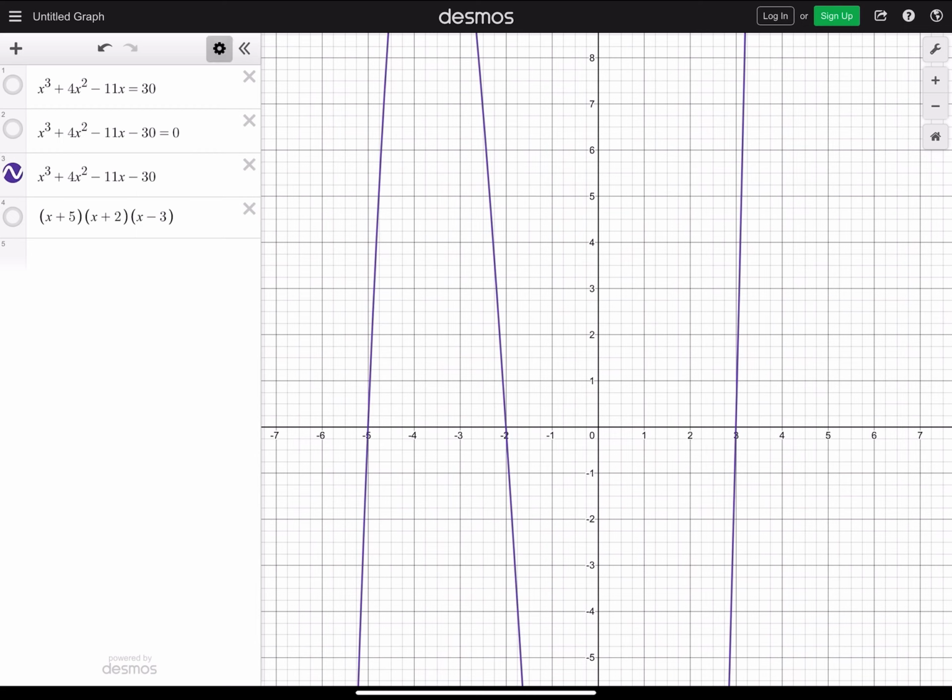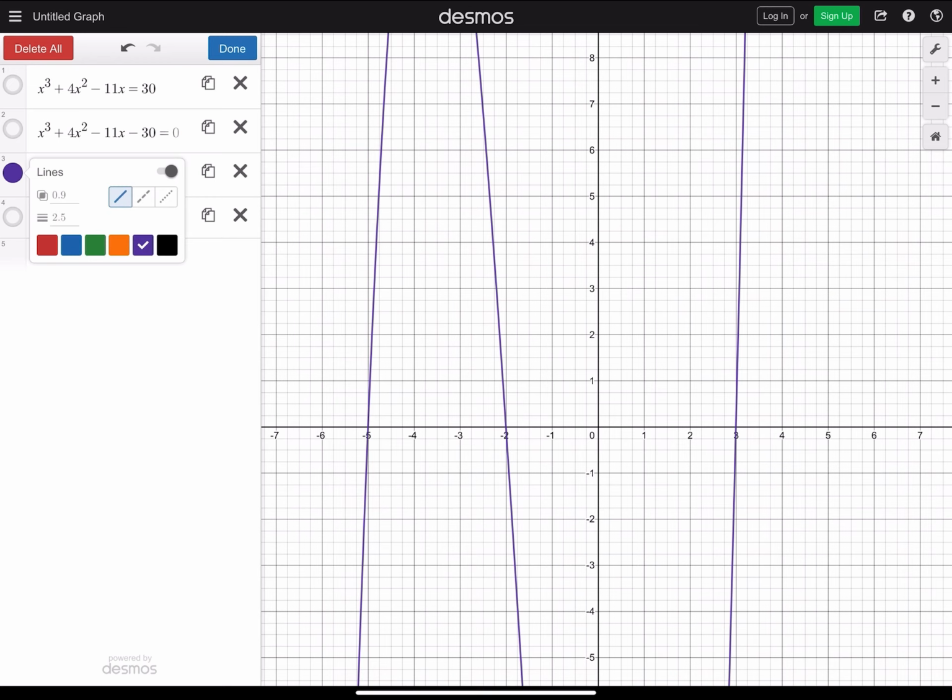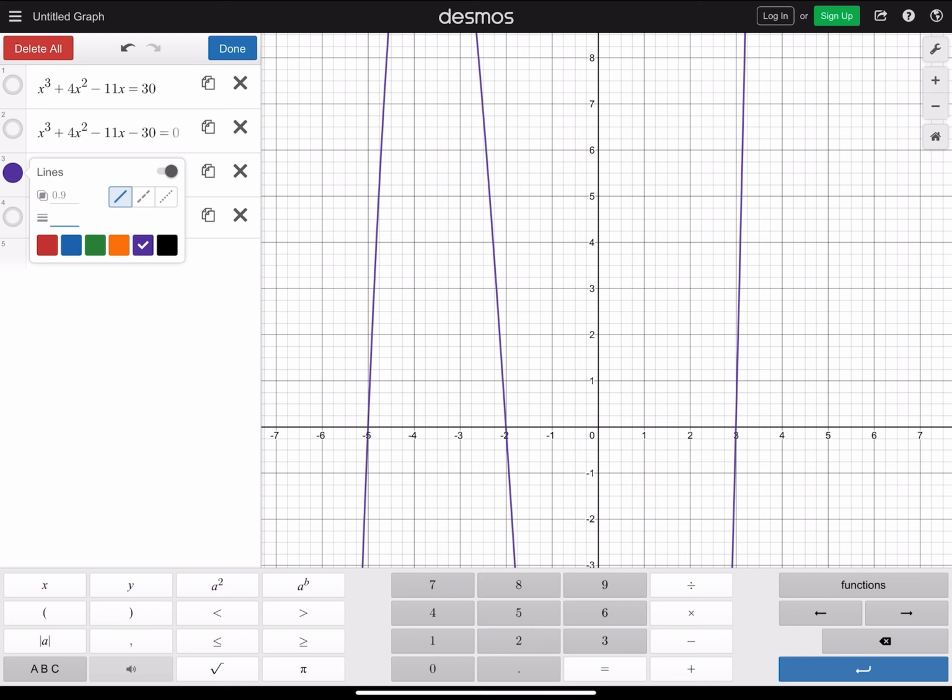The gear. I can't use my pointer, but there is a gear. You see that once you hit the gear, they let you do some modification. And then if you just tap on line 3, they will give you the option to make the line bold. If you want to make the line bold, you can type a higher value, like 5.